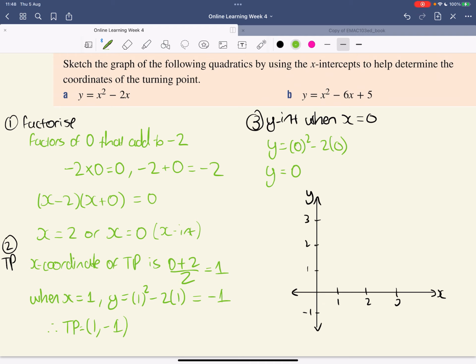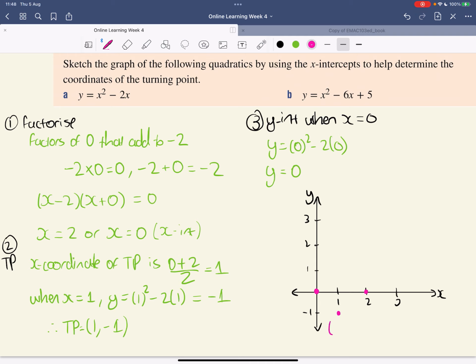Let's start marking some things. I'm going to use pink for the graph. So turning point is at 1, -1. The x-intercepts are at 0 and 2. And the y-intercept we already know is at 0 as well. So I don't need to draw another dot. It's already been drawn with the x-intercept.